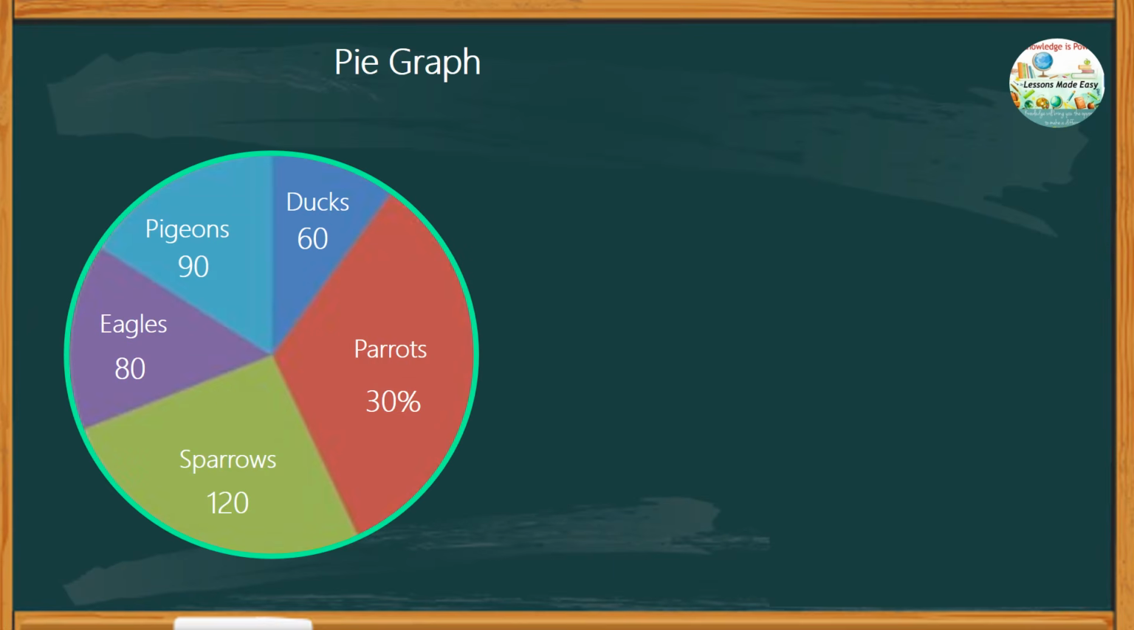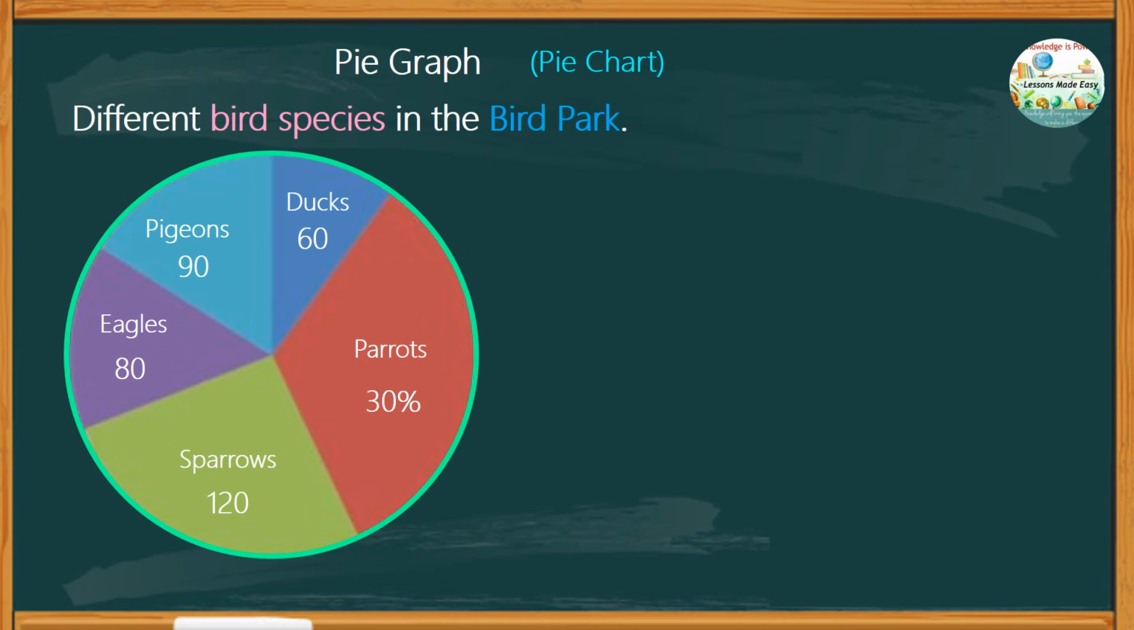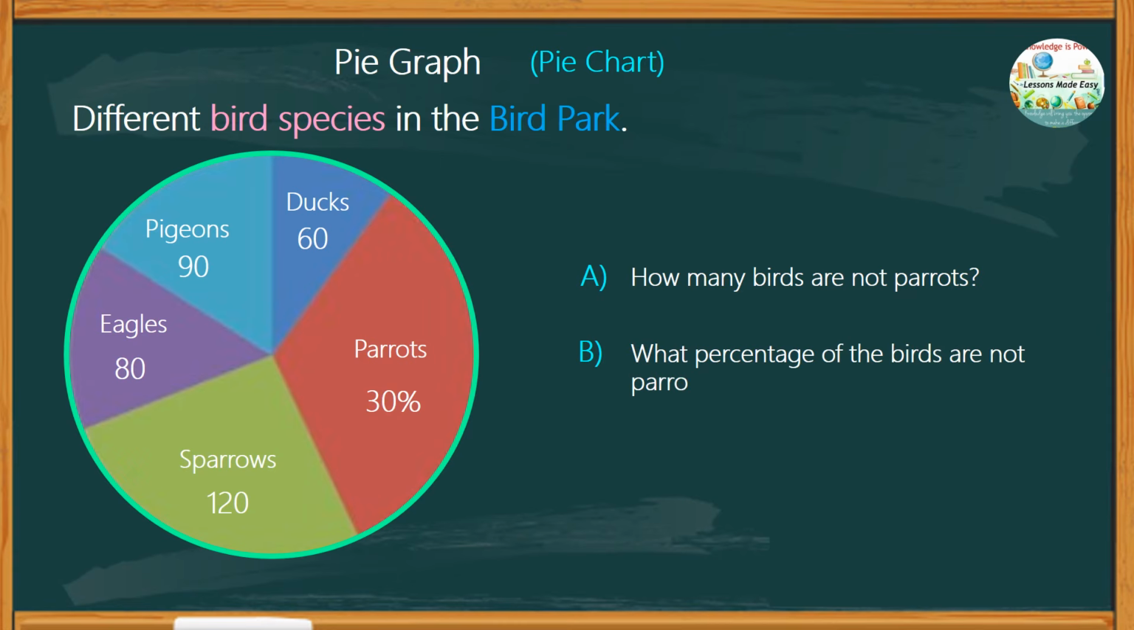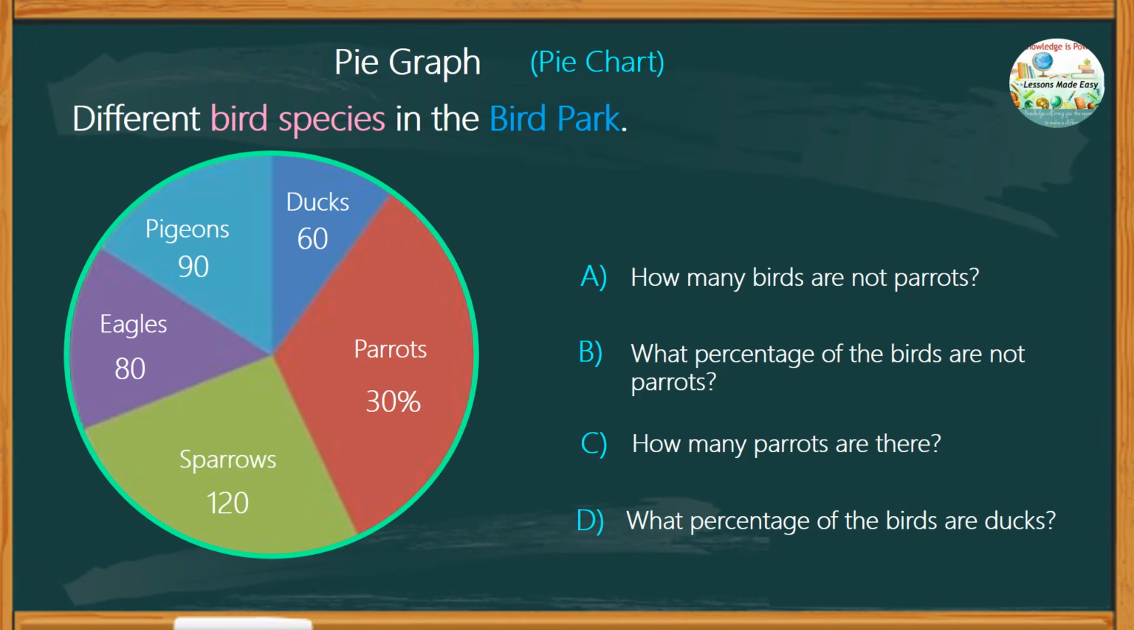Here is a pie graph or a pie chart about the different bird species in the bird park. Study the chart and answer the guide questions. Letter A. How many birds are not parrots? Letter B. What percentage of the birds are not parrots? Letter C. How many parrots are there? And letter D. What percentage of the birds are ducks? You can always pause this video and take as much time as you need. If you're ready, let's go ahead and check your answers.